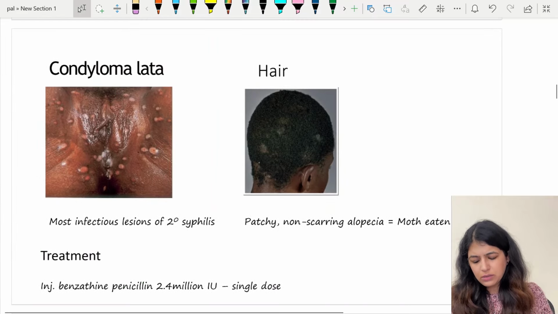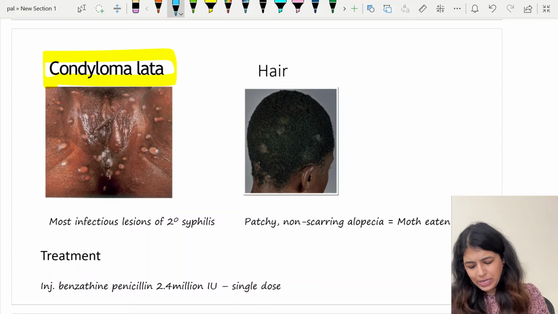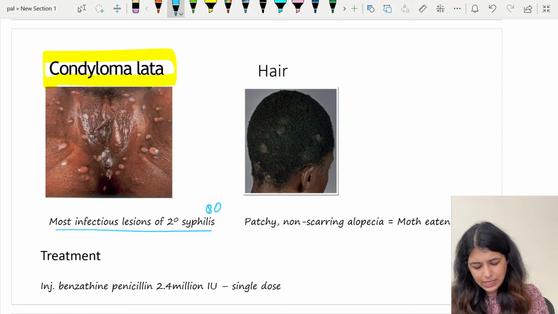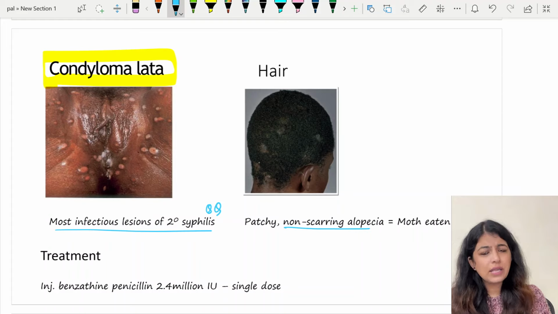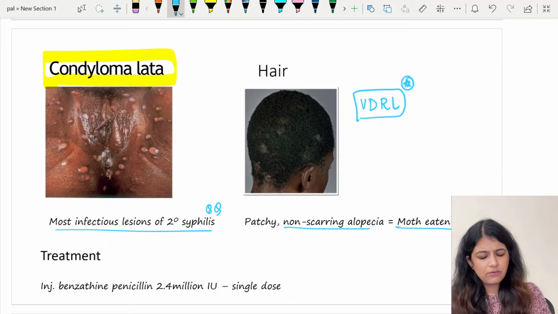On the mucosa, a very important finding on the genitalia are these lesions, which are the condyloma lata. These are flat-topped moist oozy lesions that are seen in the groin. These are the most infectious lesions of secondary syphilis. Then on the hair, you see a patchy non-scarring alopecia that is called as moth-eaten alopecia. The most important investigation that you do in secondary syphilis is VDRL, because that's positive in almost all patients.